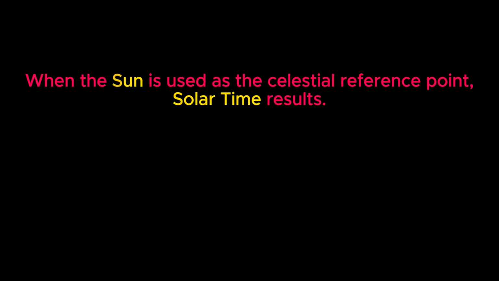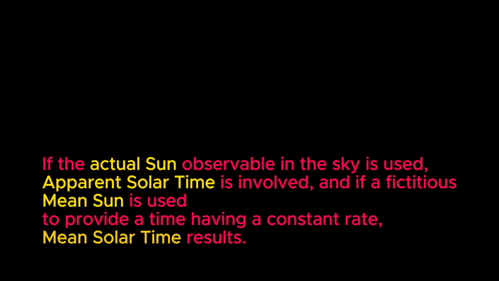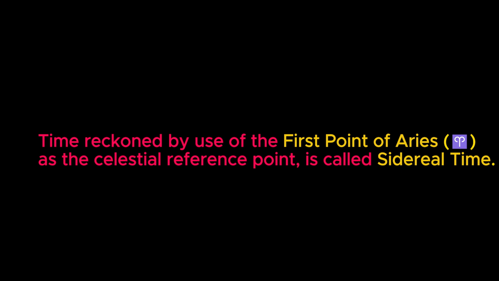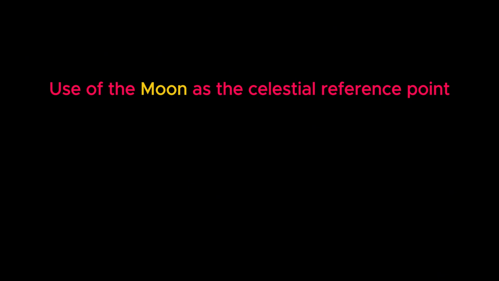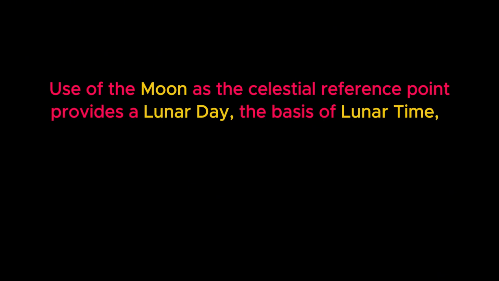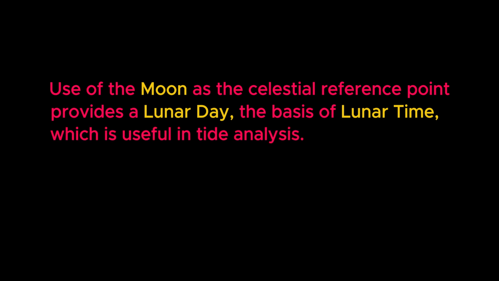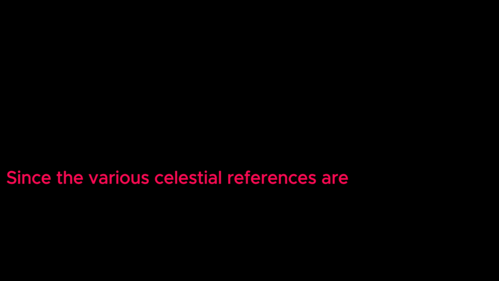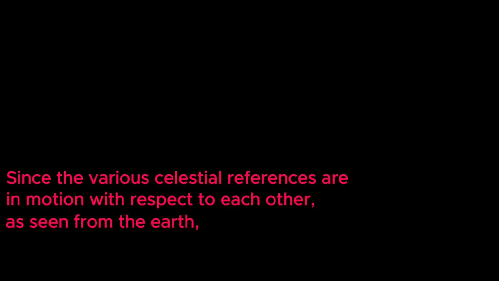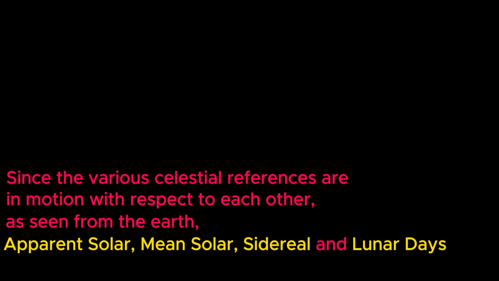When the sun is used as the celestial reference point, solar time results. If the actual sun observable in the sky is used, apparent solar time is involved. And if a fictitious mean sun is used to provide a time having a constant rate, mean solar time results. Time reckoned by use of the first point of Aries as the celestial reference point is called sidereal time. Use of the moon as the celestial reference point provides a lunar day, the basis of lunar time, which is useful in tide analysis. Since the various celestial references are in motion with respect to each other, as seen from the Earth, apparent solar, mean solar, sidereal, and lunar days are of different lengths.